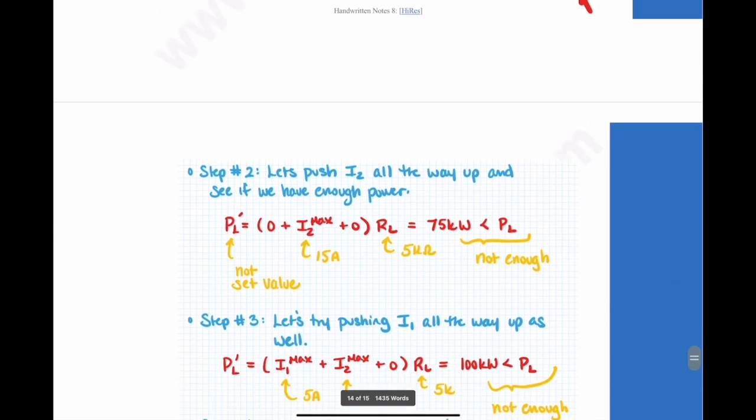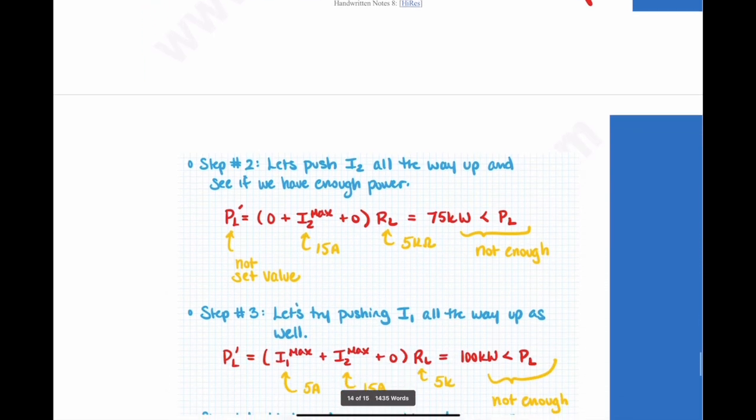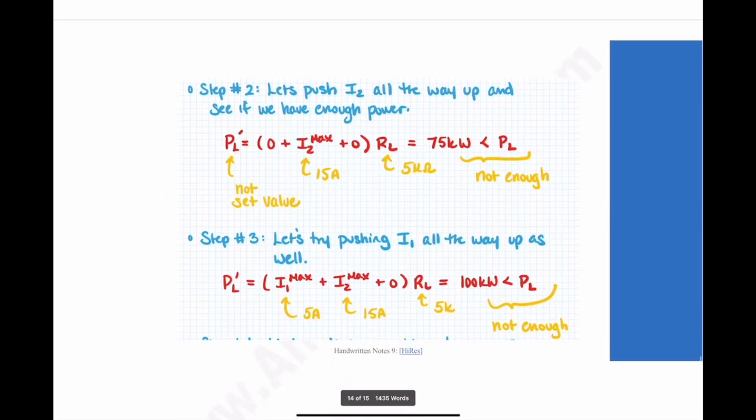So since we know that I2 has the least effect on loss, meaning that by turning it up it's going to increase the loss by a lesser amount, let's try pushing I2 all the way up and see if we have enough power in order to supply our factory.